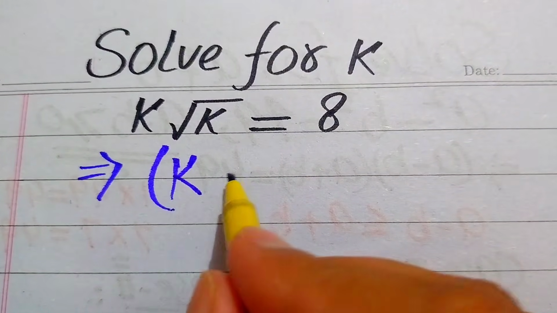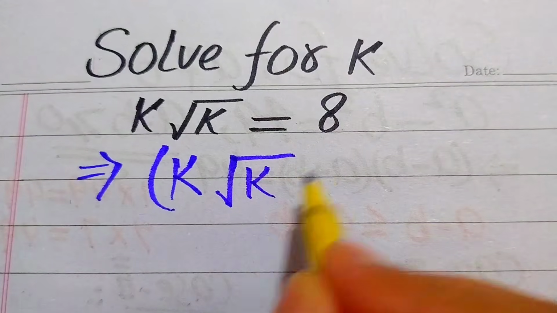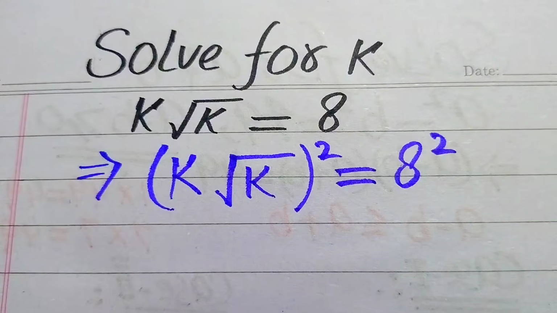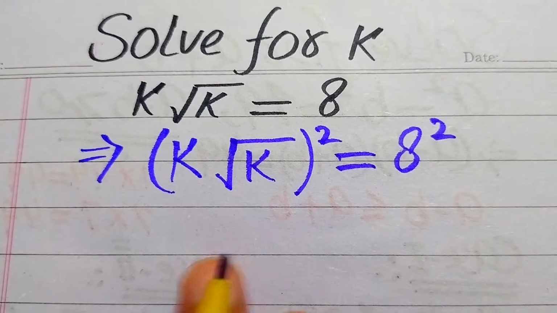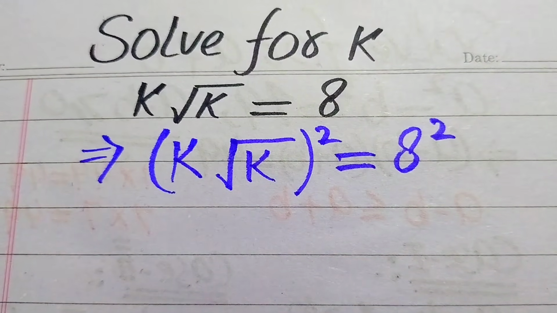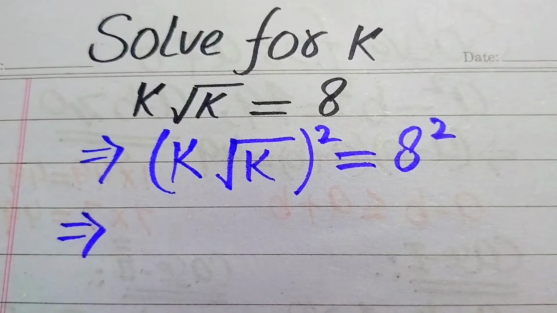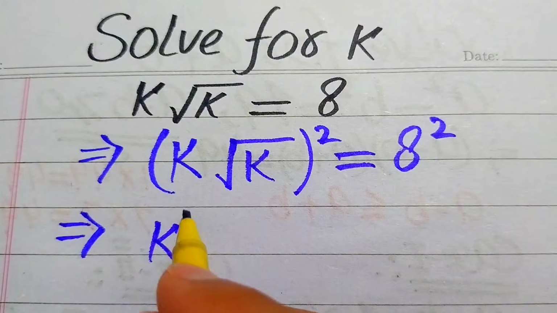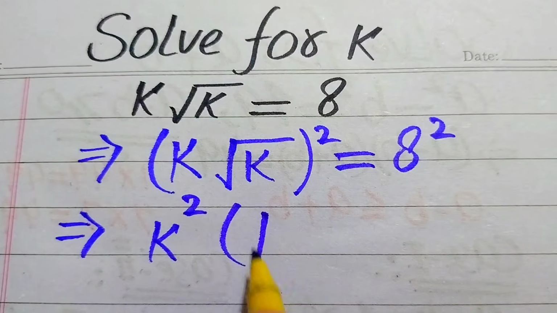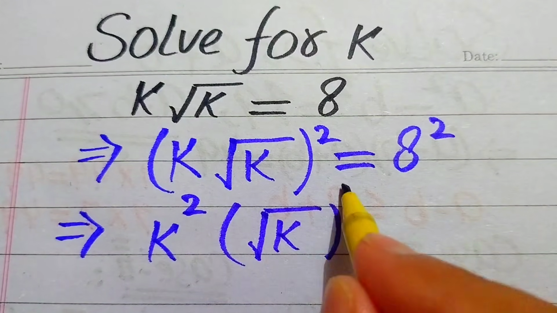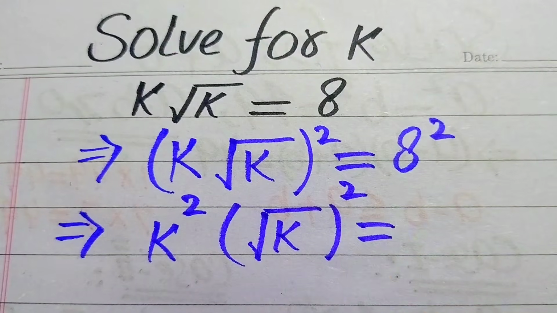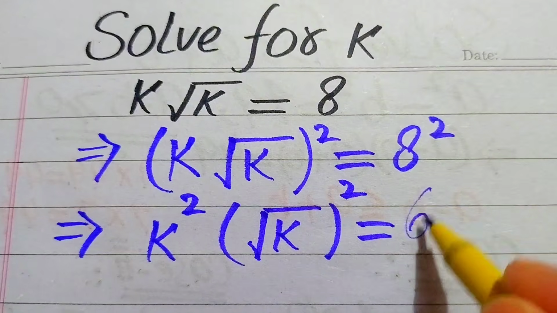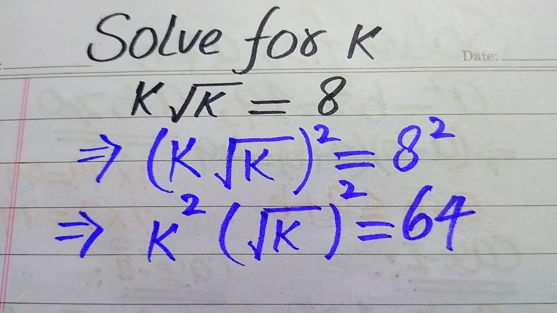When we apply squaring, this is written as k times the square root of k, and its whole square is equal to 8 square, because we take squaring on both sides. Now we use the square rule. According to this rule, we apply the square separately on both values, and we get k square into the square root of k whole square is equal to 8 square, and we know that 8 square equals 64.